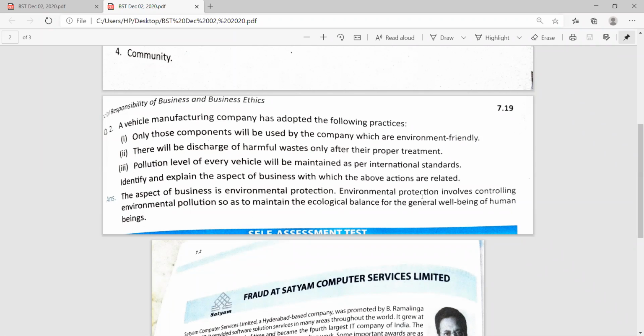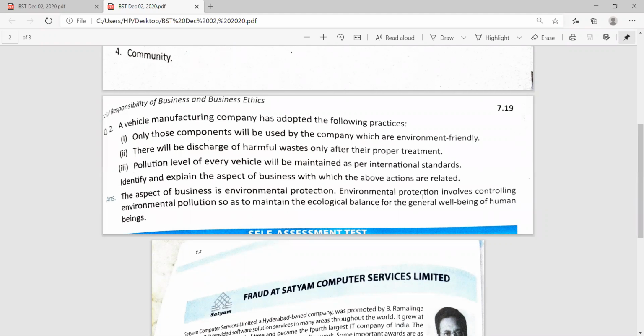So the aspect of the environmental protection, because everything in the first point is environment friendly. In the second point, the harmful waste is to be discharged only after the proper treatment. That is also related to the protection of the environment. And the next one, the pollution level of every vehicle is to be maintained as per the standards. That is also related to environmental protection. So the aspect of the business here is environmental protection.